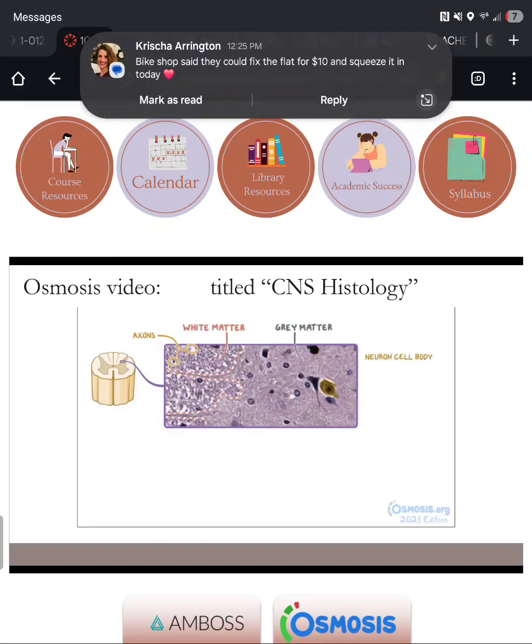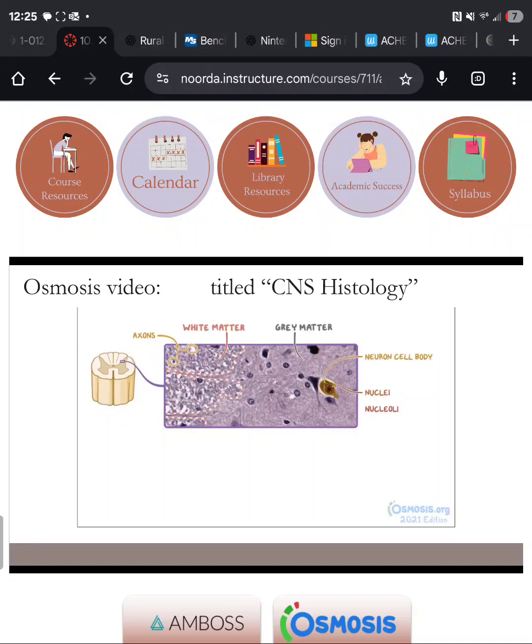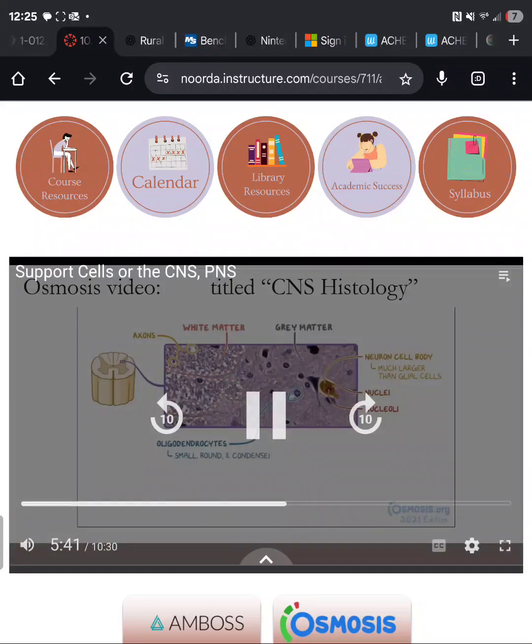Although neuron cell bodies can vary a lot in overall appearance, they're still usually recognizable by their prominent nuclei with distinct nucleoli. They're also usually much larger than glial cells. The different glial cells can be difficult to identify and differentiate from each other when using an H&E stain, except for oligodendrocytes. Oligodendrocytes can be identified by their small, round, and condensed nuclei.